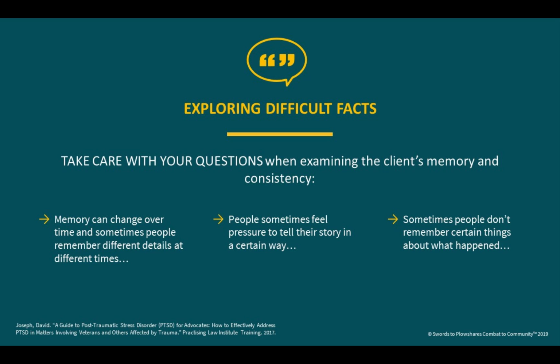Another issue is people will sometimes feel pressure to tell their story in certain ways, and this can unfold in specific ways around veterans. For example, if they feel that they have some responsibility for the injury that they sustained, they shouldn't have been in that position. Other people are worse off than they are. They were engaged in some collateral misconduct.